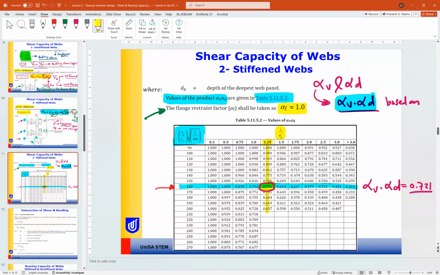Any question about the shear capacity? Do you have any question about that? Any query? No?